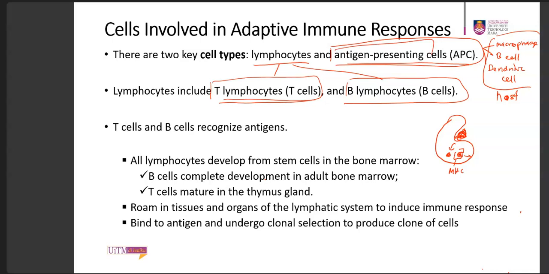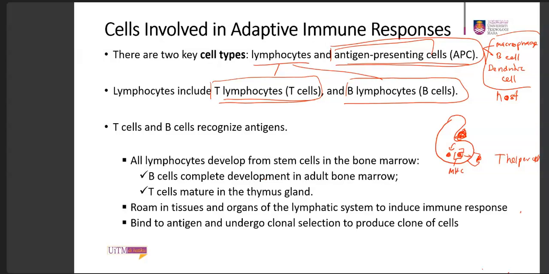Sel ni akan engulf, degrade, dan dia akan presentkan pada permukaan surface cell ni. Okay, so dia nak presentkan kepada siapa? Dia nak presentkan kepada sel yang kita namakan dia sebagai T helper cell. Okay, T helper cell. So nanti kita akan tengok. Later we are going to look at the mechanism of this reaction. Okay. So the interaction between the APC and also the helper T cell.